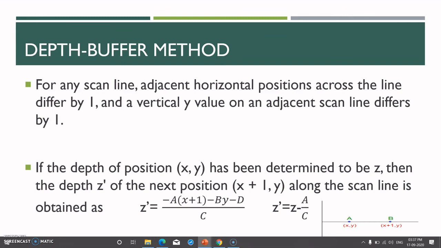So this represents that if A has the position X, Y, then B will have the position X plus 1, Y on a scan line. Okay. Now on each scan line, we start by calculating the depth of a left edge of the polygon that intersects the scan line, right? So depth values at each successive position across the scan line are then calculated using the same equation Z dash is equal to Z minus A by C.